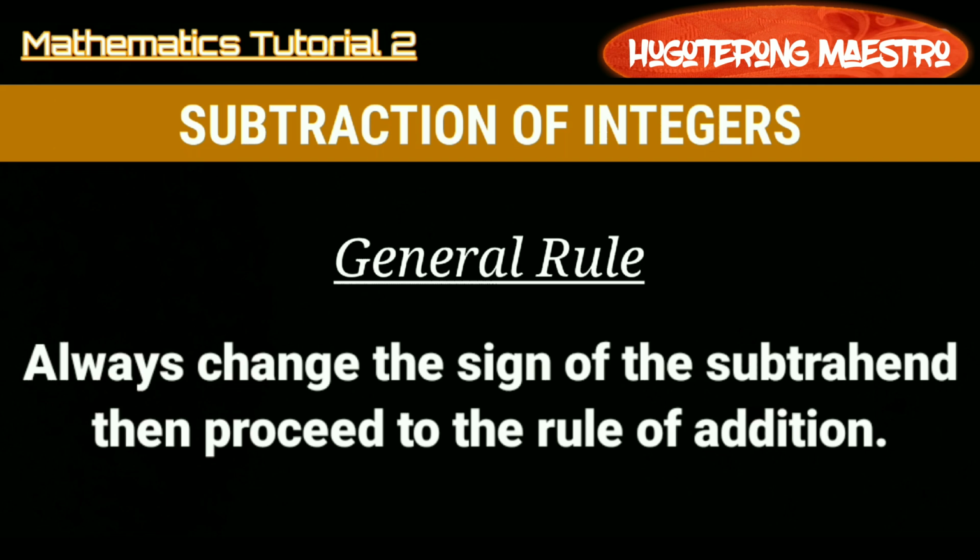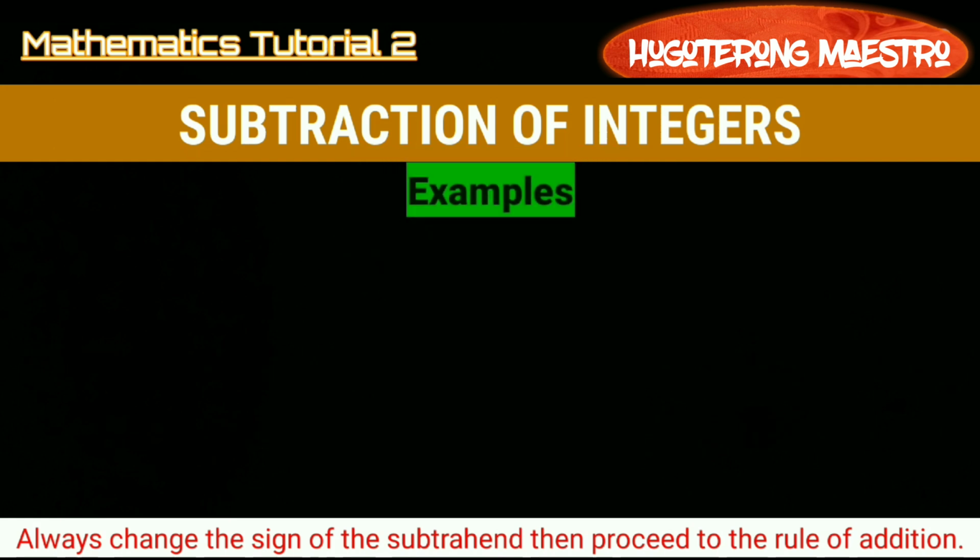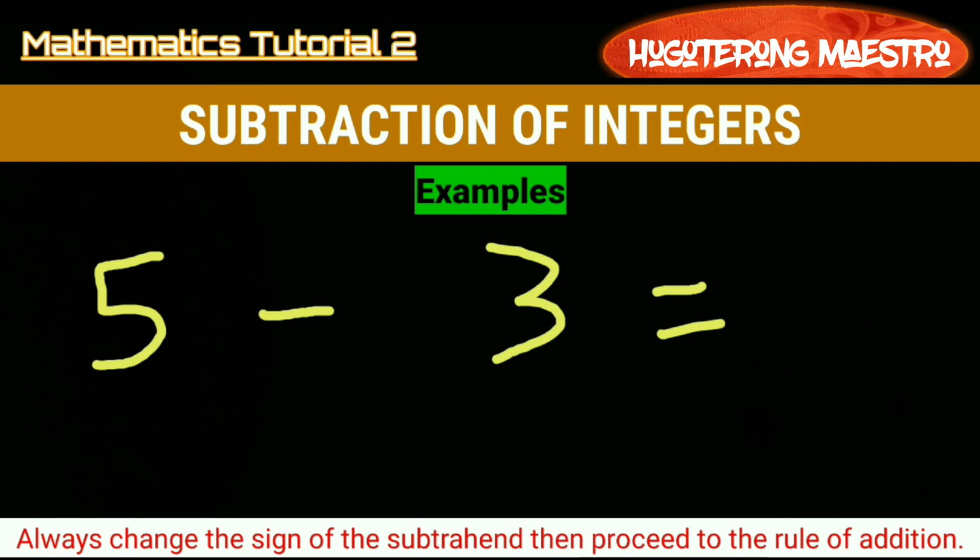So, this time, let us take some examples. 5 minus 3. So, ang gagawin natin ngayon ay i-change ang sign ng subtrahend. So, we have, ang subtrahend natin ay positive 3. So, magiging negative 3 yan. After that, we will proceed to the rule of addition. Kaya magiging 5 plus negative 3.